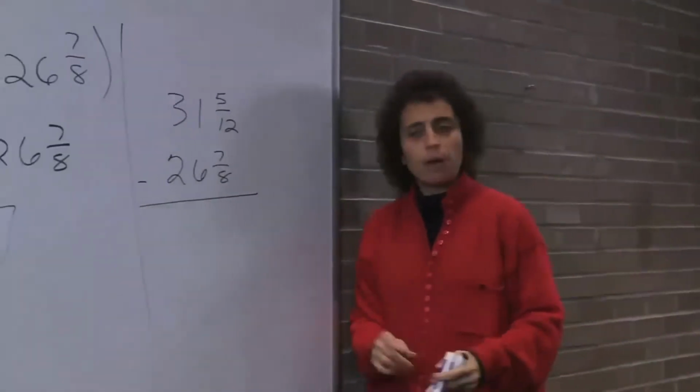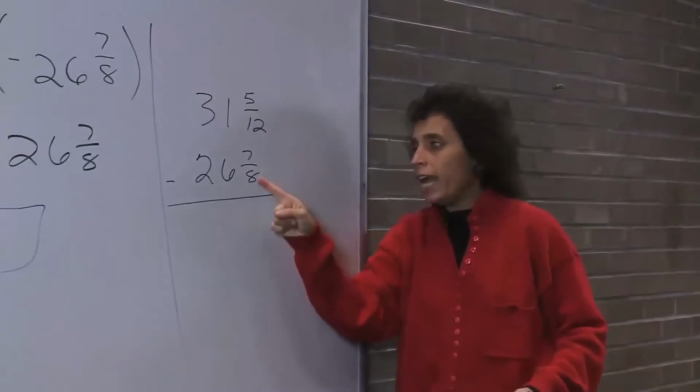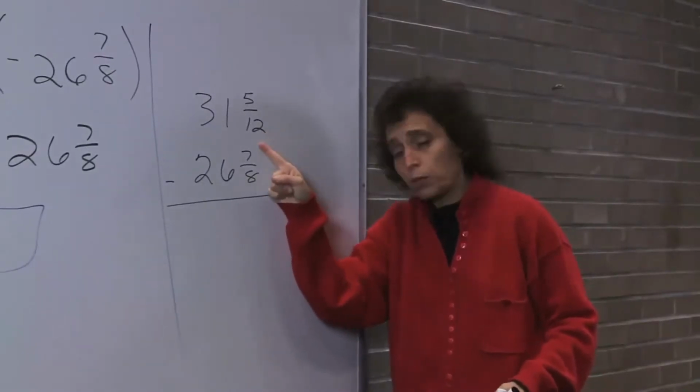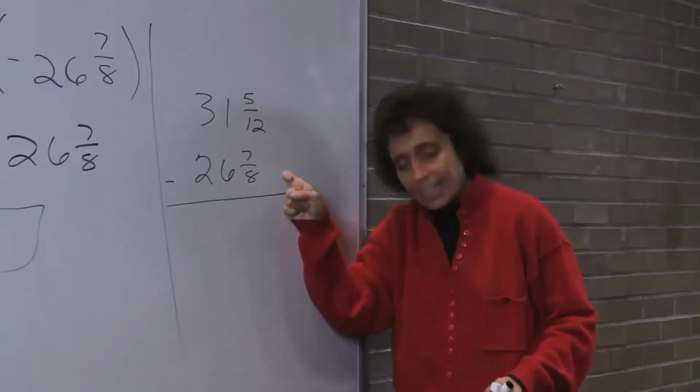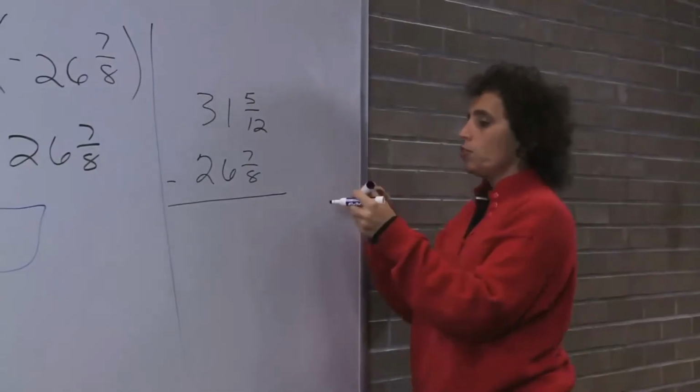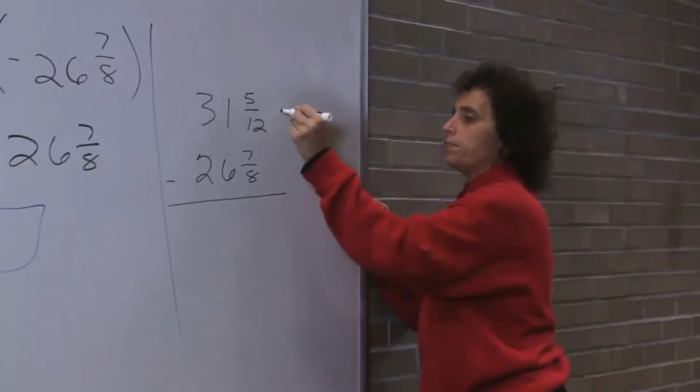Now we need a common denominator. We look at the 12. 8 does not go into 12 without a remainder, so we have to take multiples of 12. The next multiple of 12 is 24. Ding, ding, ding, ding, ding. 8 goes into 24. So we get to use it. So here we go. 24 is the LCD.